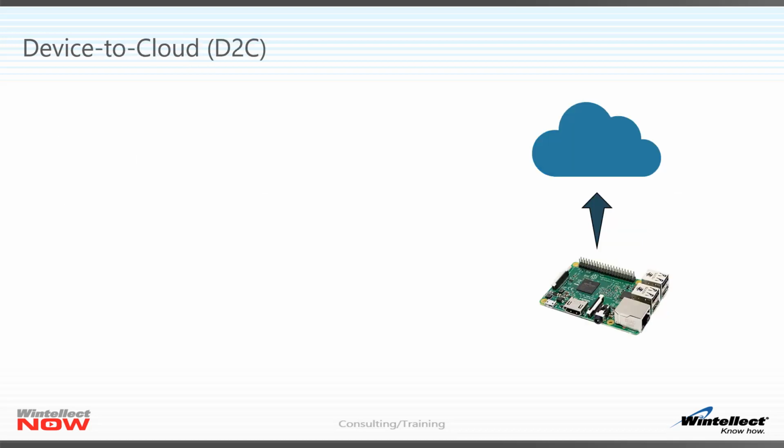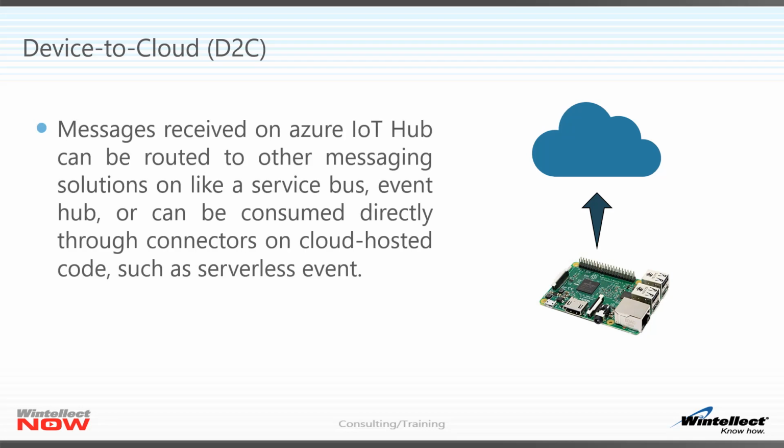There's two kinds of messaging. It really has to do with the direction they're going, and that's device to cloud and cloud to device, typically abbreviated D2C and C2D. D2C is device to cloud messaging. I'm talking about Azure here, but messaging received on the Azure IoT Hub can be routed to other messaging solutions like a service bus or event hubs, and can be consumed directly by cloud-hosted code such as serverless events.